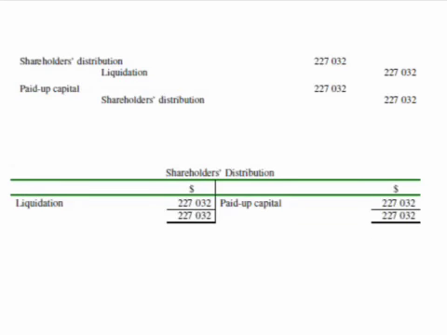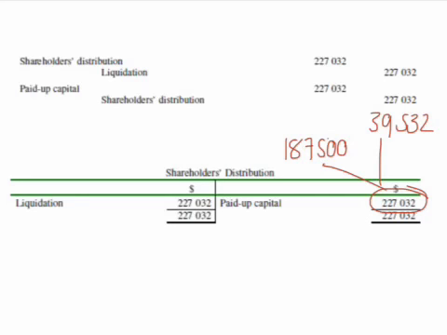The last step is then where we close off the paid up capital account. So we transfer the balance on the paid up capital, which of course consisted of the 187,500, which was the paid up capital before the call was made, plus the call that we've just recorded. What was that amount? Of 39,532. Okay, so that's the paid up capital, and no distribution was made to the shareholders because there's a deficit that they had to bear.